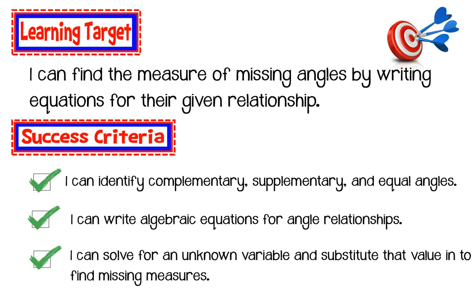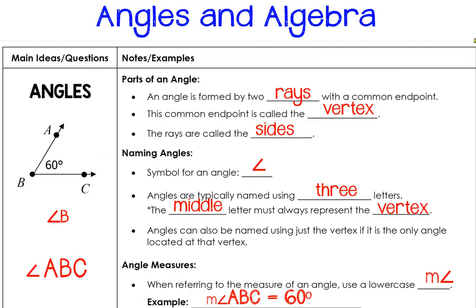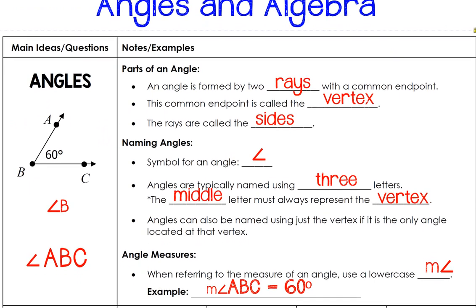So the second thing you need to be able to do to be successful today is to write an algebraic equation after choosing the correct relationship. And then the third is to solve for your unknown variable and substitute that value in to find any missing angle measures. Alright, so let's take a look at some of the vocabulary you need to be familiar with when you're learning about angles in algebra.